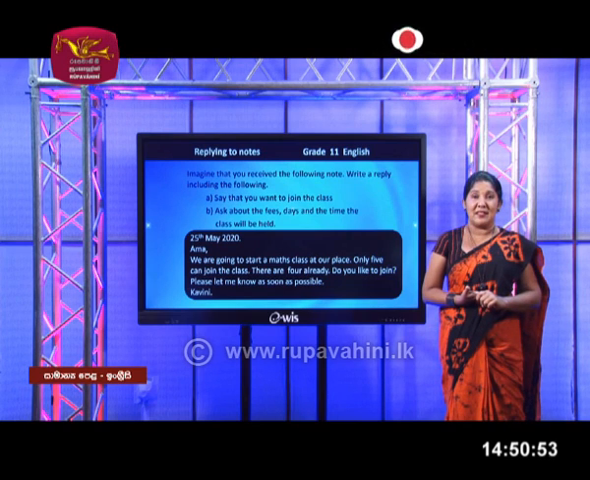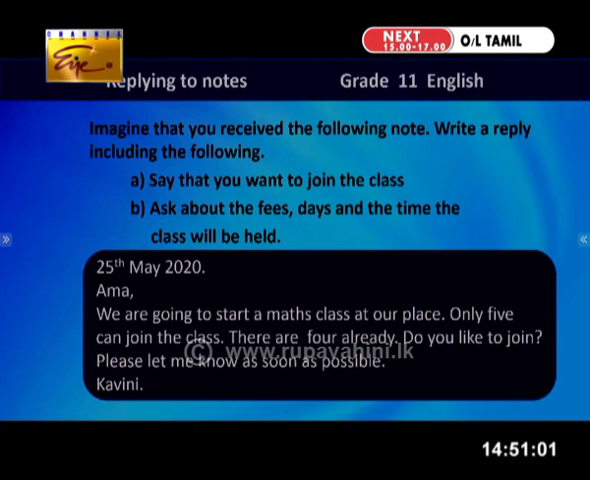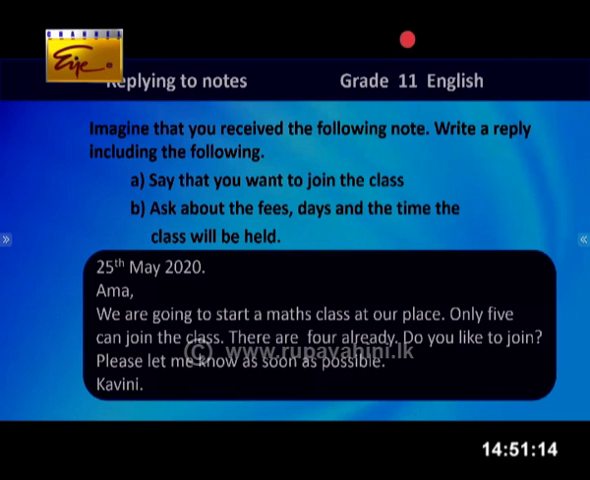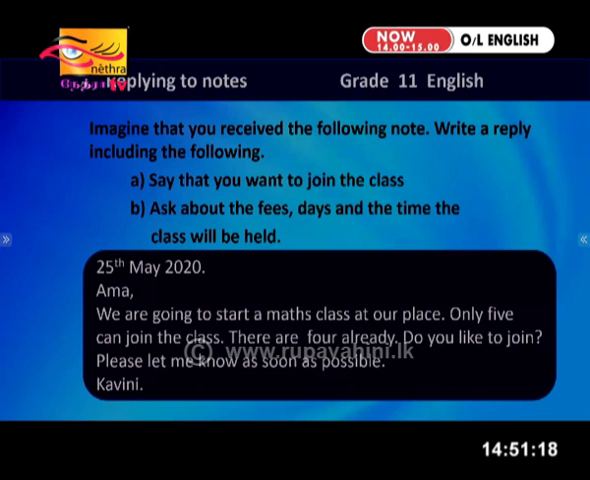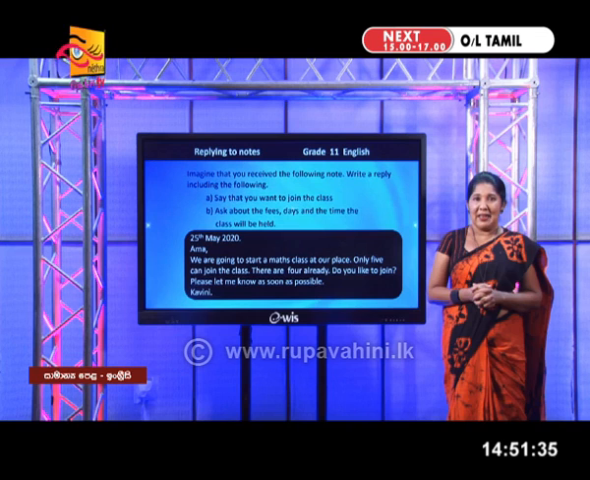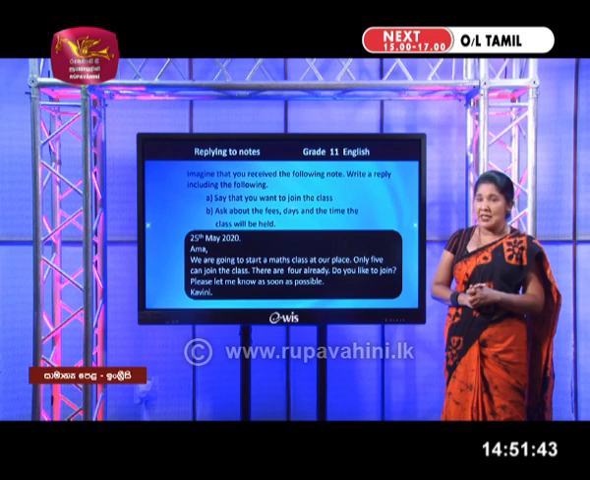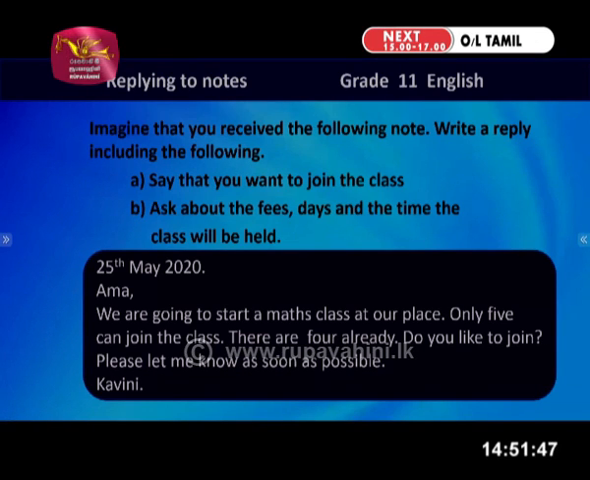Before I say something about this, I would like you to read this. And you also can take down any note that you think that will be very important for you. Yes. Now this is a bit of a different invitation. In this, we have guideline A and guideline B. And so what are we going to do about these guidelines? Shall we read the instruction first? Imagine that you receive the following note. Write a reply including the following. So in the first guideline, it's told, say that you want to join the class. And in the second one, there are 3 things that you have to consider. It's about the fees, the day and the time. So when you write the reply, you should include these guidelines when you accept this note.